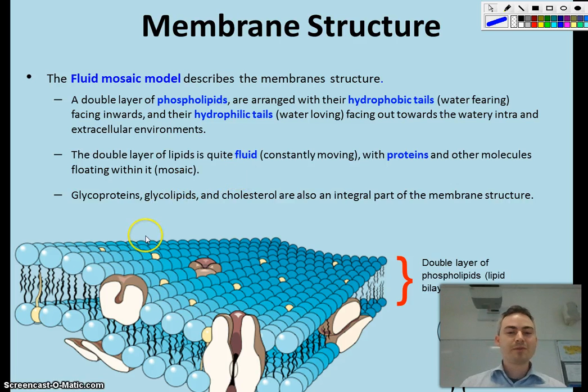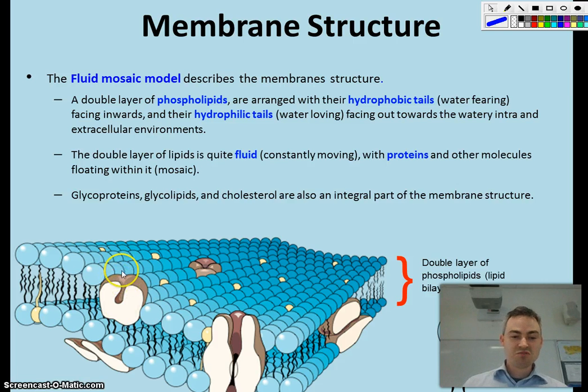The mosaic part comes about because it's not just phospholipid bilayer. There are other things dotted throughout to create this overall picture. Mosaic, some kind of art term, I don't really know much about art, but I think it means lots of different things coming together to form the one image. Don't quote me on that. But the different things in here are things like cholesterol and in particular the proteins.